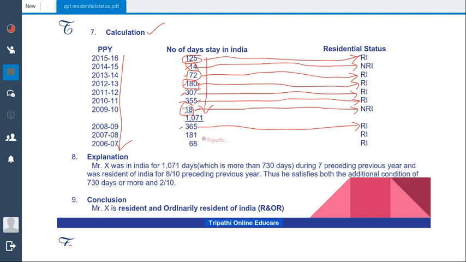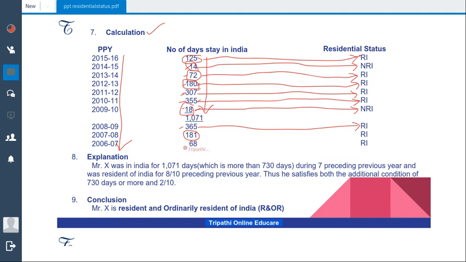Next year, 2007-8, it is 181 days, which is less than 182 days, but more than 60. So you can see this is more than 60. That means we require 4 preceding previous years' information. But here we can see we have only 1 year's information, 1 preceding previous year's information.